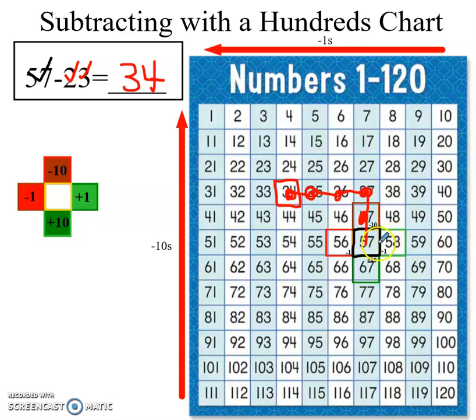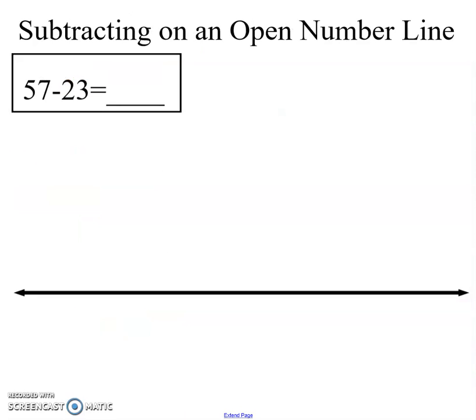So let's look at that one more time, okay? I'm going to take this away. So I have 57, and I'm going to take away 20, 10, 20, gets me 37, and then 3 ones. 1, 2, 3. And that gets me 34. Okay? All right, the next method is subtraction on an open number line.